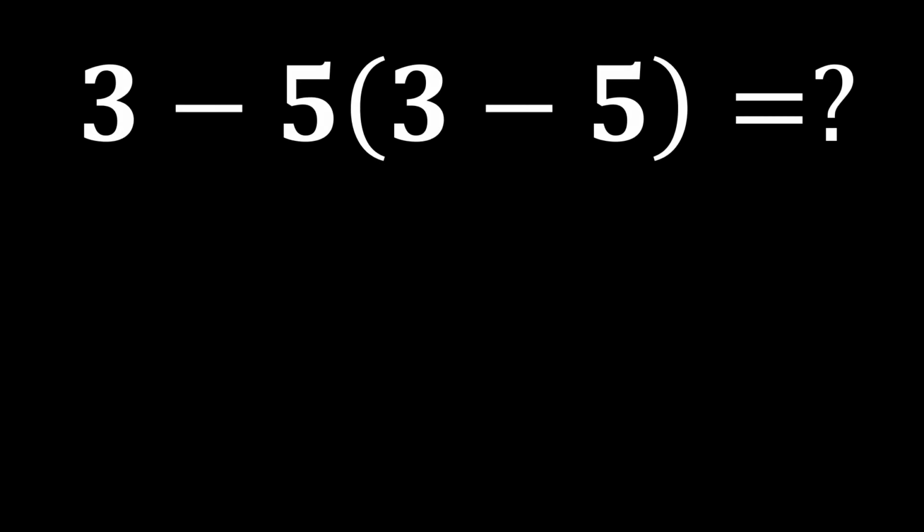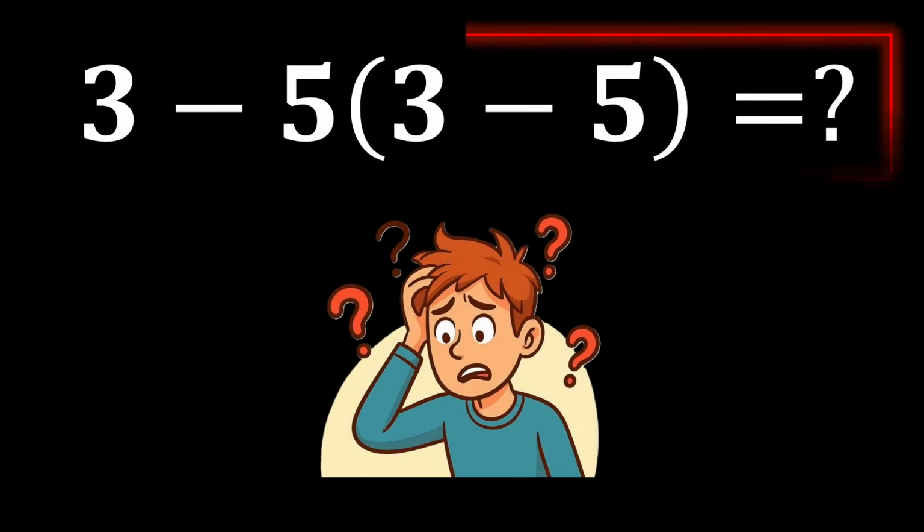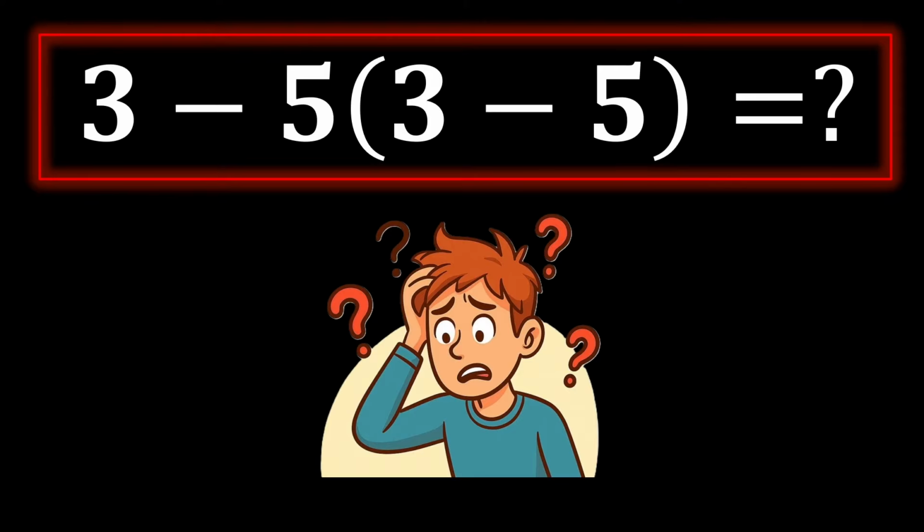Let's take a look at this math problem, which may seem simple at first, but actually confuses many people. The question is this: 3 minus 5 multiplied by 3 minus 5. Many people think they can start solving this problem just like that, and the mistake begins right there.